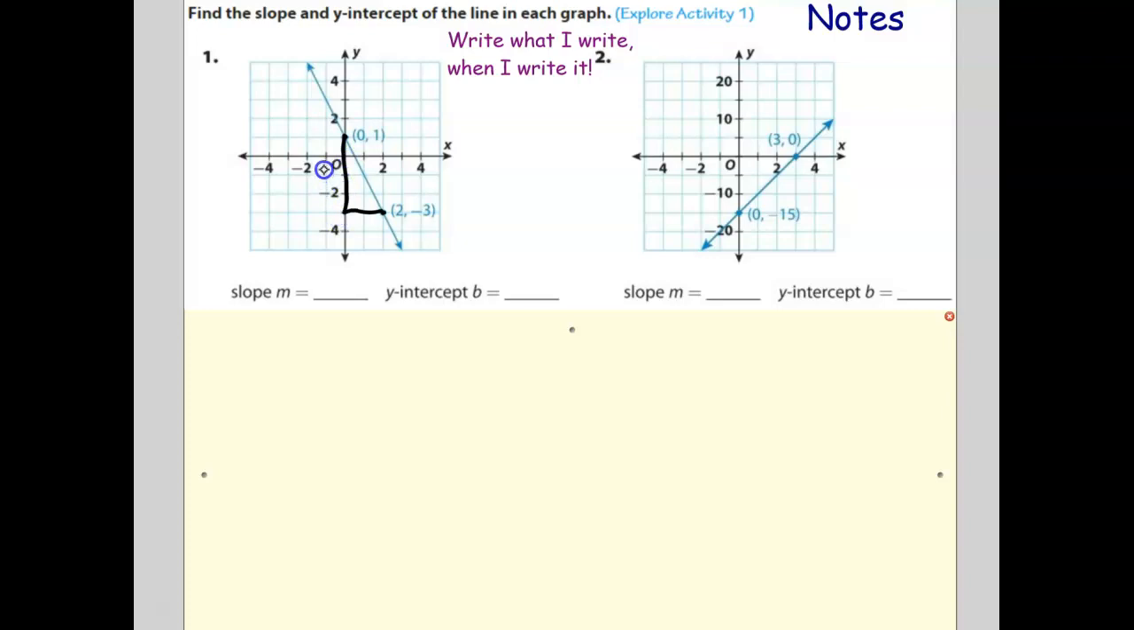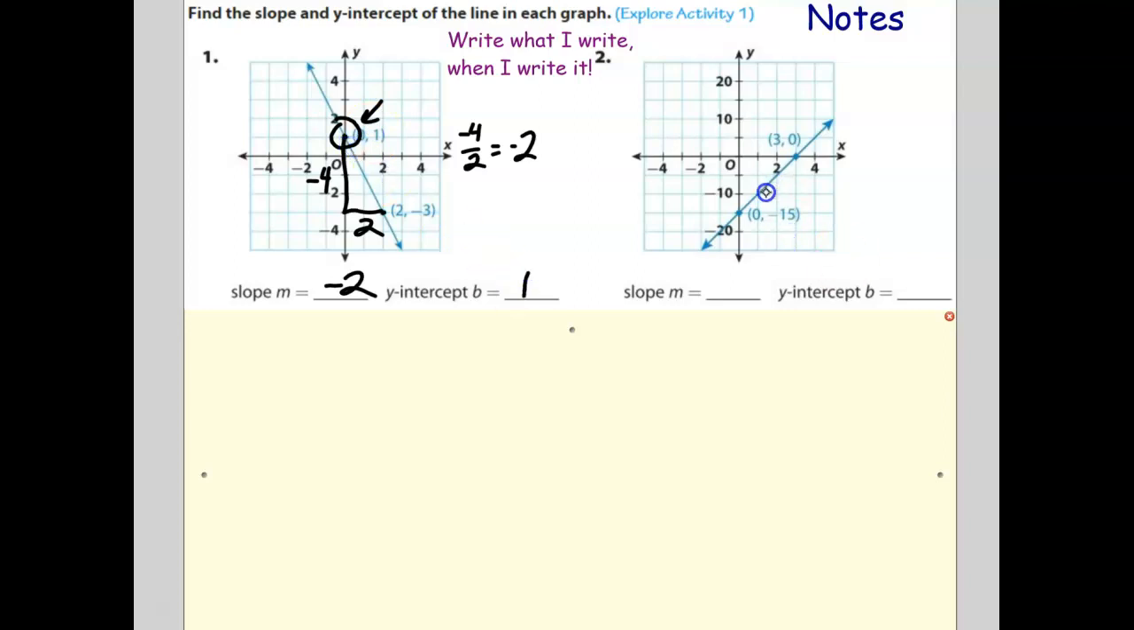How far did I go down? I went down 4. How far did I go over? I went over 2. My line is going down, that's why I chose a negative here. So it'd be -4 over 2, which is -2. So my slope is -2, my m, and my b is, where does it hit the y-axis? It hits right there at 1.